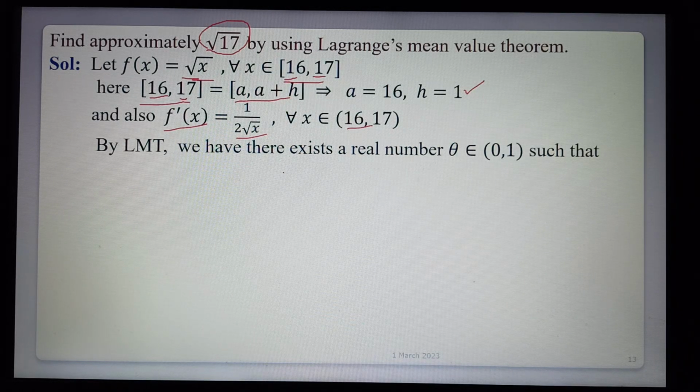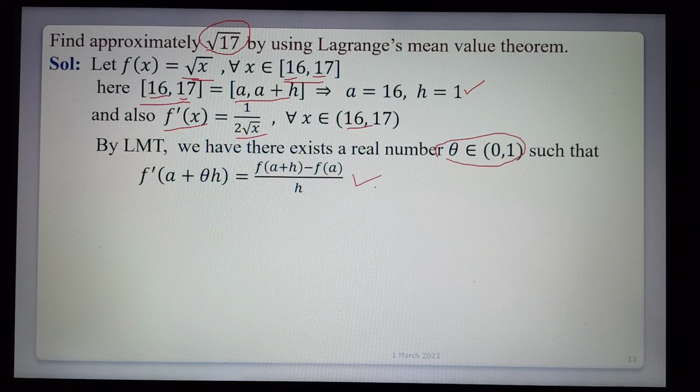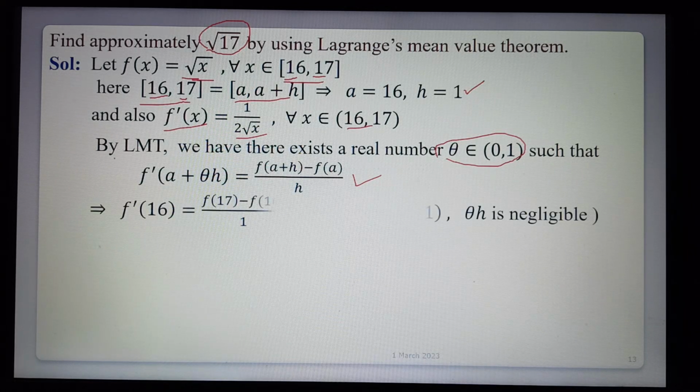So by Lagrange's mean value theorem, there exists a real number theta belonging to the open interval 0 comma 1 such that f dash of a plus theta h is equal to (f of a plus h minus f of a) by h. This is the statement of Lagrange's theorem.